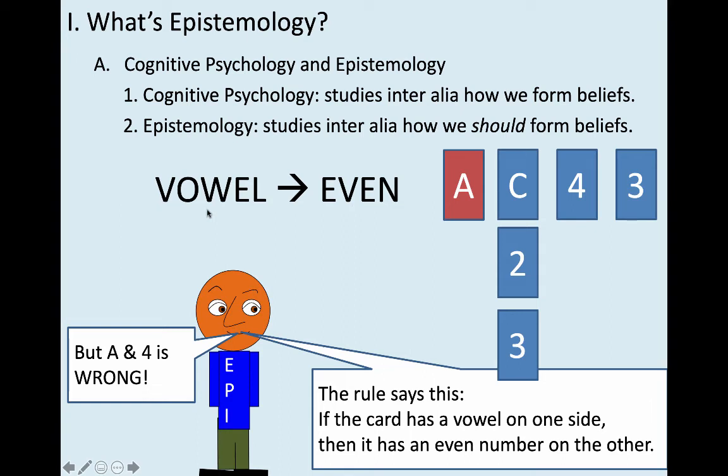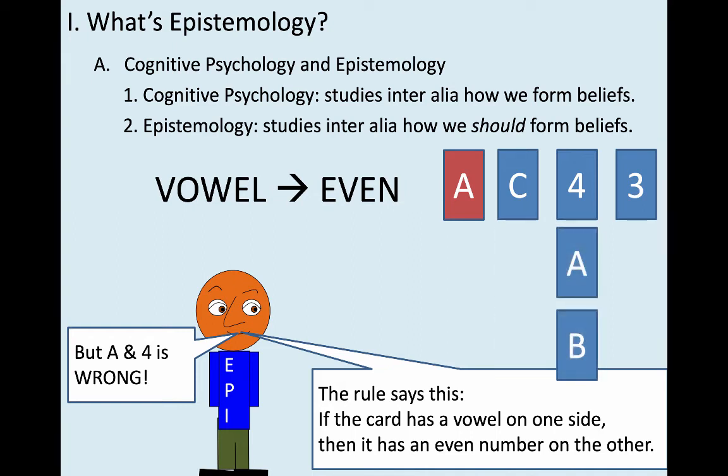Okay, so you don't need to turn over card C because pairing a C with a 2 is just fine, and pairing a C with a 3 is just fine, because the rule doesn't say you can't have consonants paired with even numbers, nor does it say you can't have consonants paired with odd numbers, so no need to turn over card C. Now what about card 4?